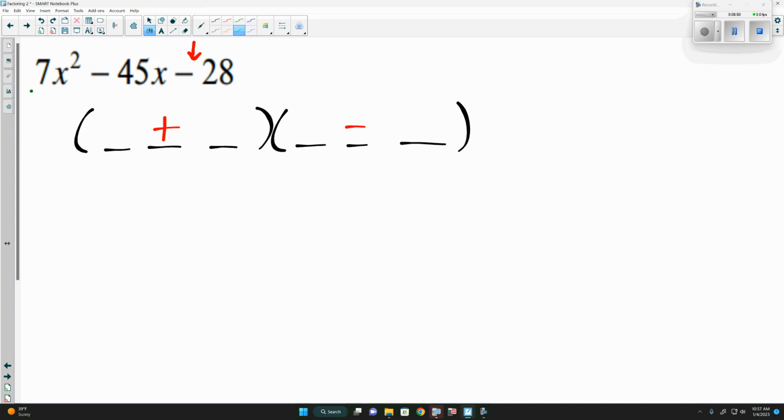Now we're going to look at the factors of the first and third terms. Well, for the first terms, we know we will have x and x. Factors of 7 are 7 and 1. So at this point here, it really doesn't matter where we put it. I'm just going to put it in the first one, and we can go from there. Now the factors of 28 are 1 and 28, 2 and 14.